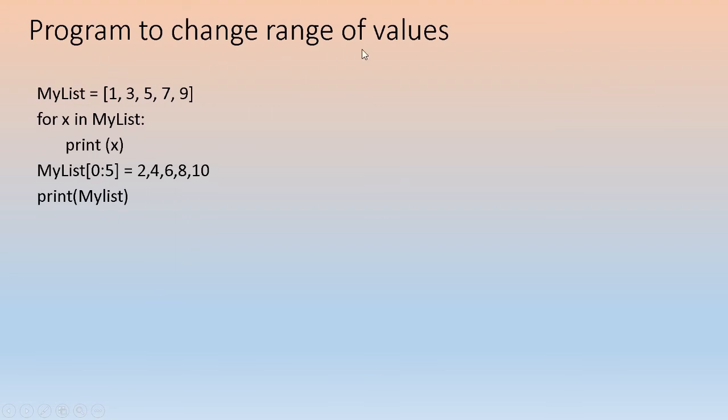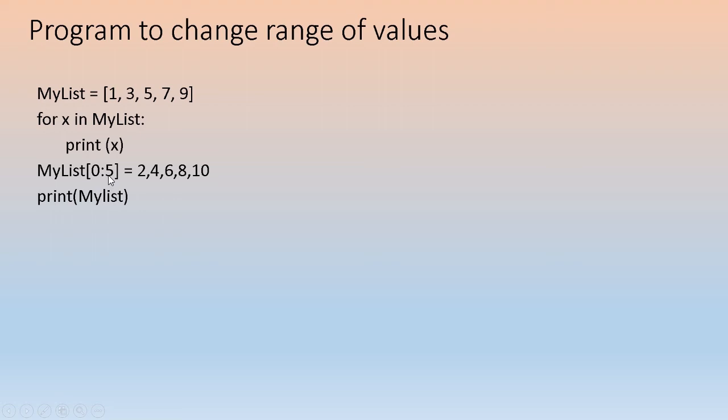Next, program for changing the range of values. So again, I have my list as 1, 3, 5, 7, 9. For x in my list, print of x. This is used for printing the entire list one below the another. Next, my list 0 colon 5 is equal to 2, 4, 6, 8, 10. So here I have given my list of 0 to 5. So I have given the range value, starting index is 0.